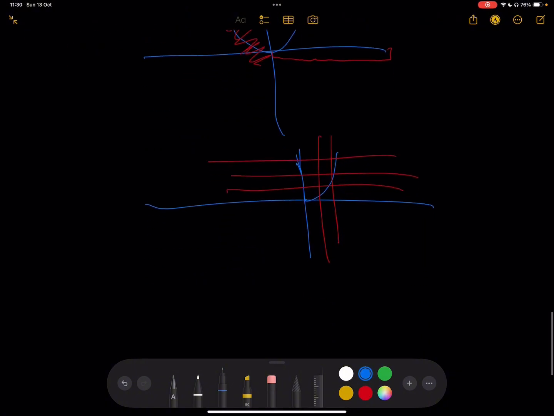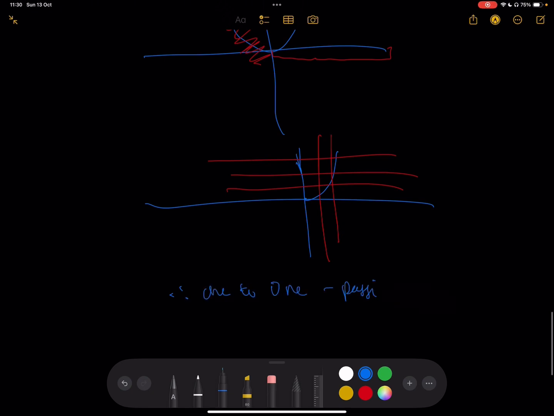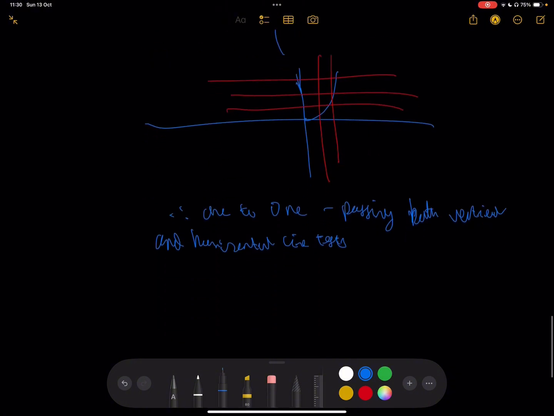And therefore, one-to-one, passing both vertical and horizontal line test. Alrighty.